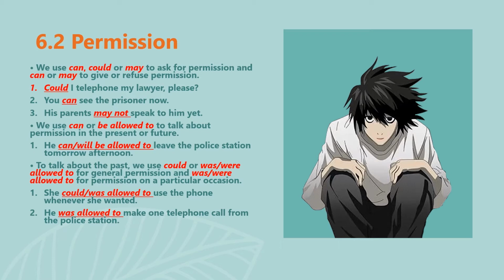Another time when you can use modal verbs for permission is to talk about the past. We use could or was, were allowed to. Okay, depending on singular or plural, for general permission. And we use was or were allowed to for permission on a particular occasion. Okay, the specific one, the particular one.